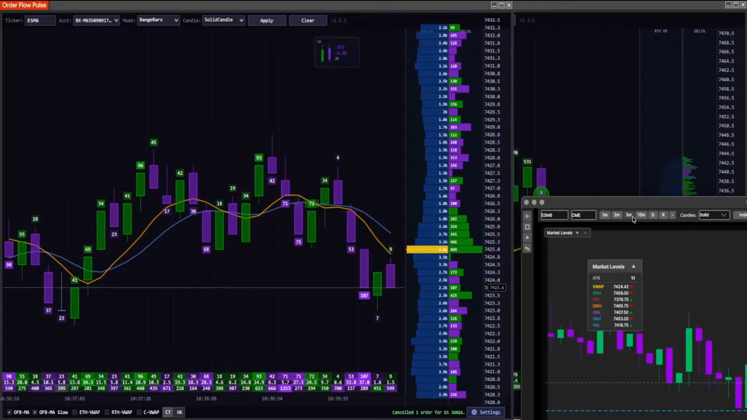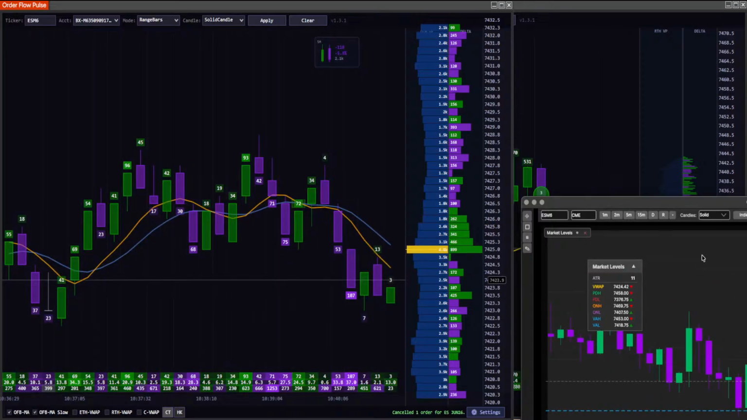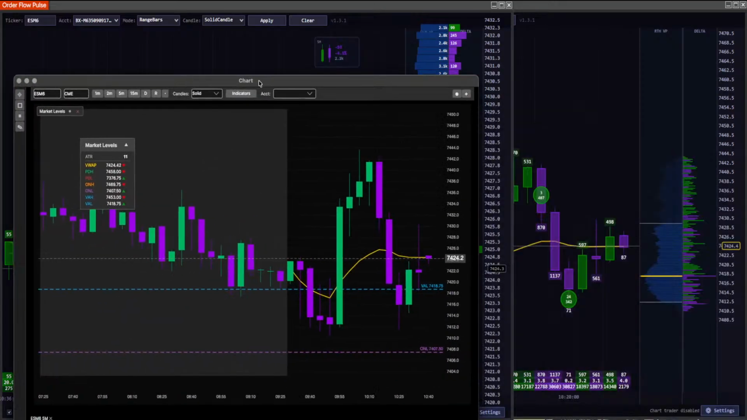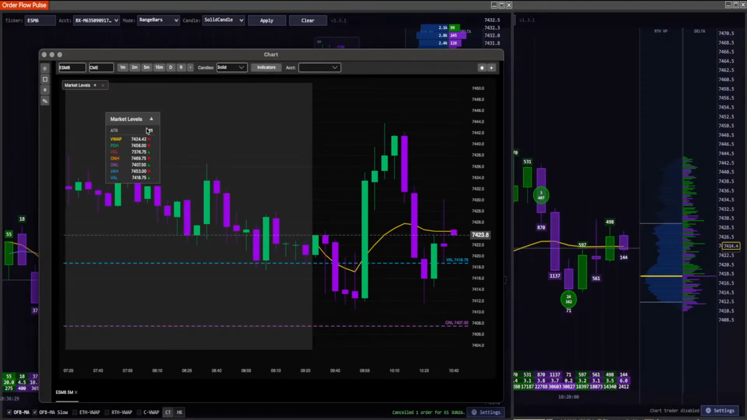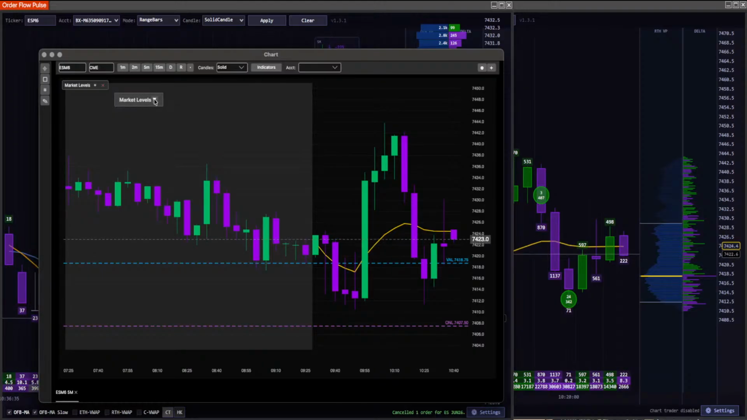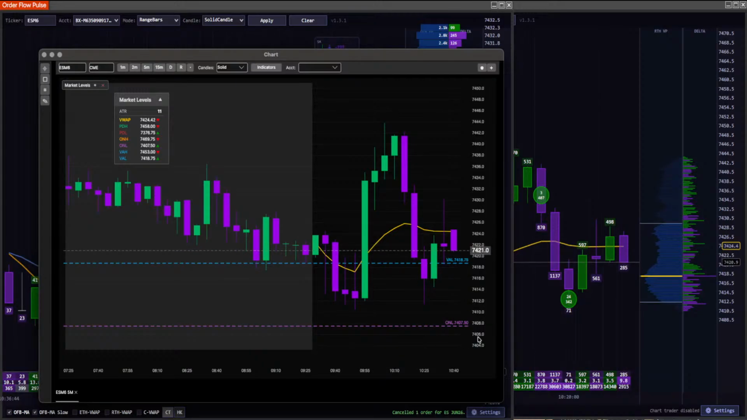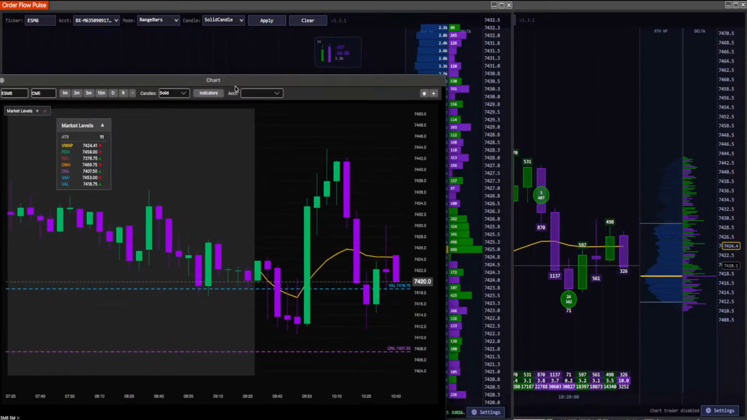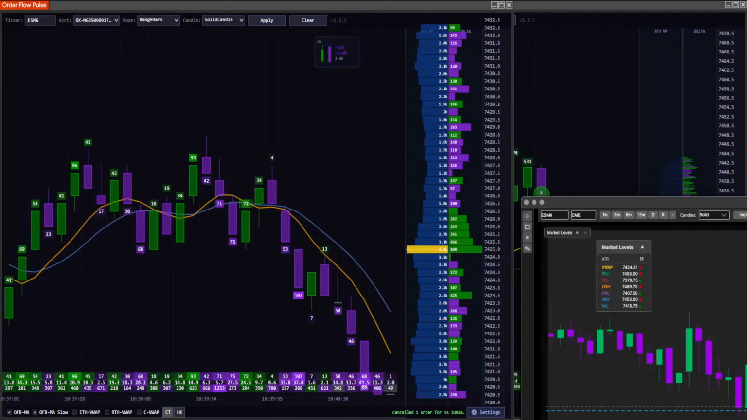Let's look at a 5 minute right here. This is the 5 minute candle. I mean, the VWAP, we're below the VWAP, as you can see right here on the market levels. Value area low, we're just holding it off. Overnight lows, holding it off. This is 5 minute.